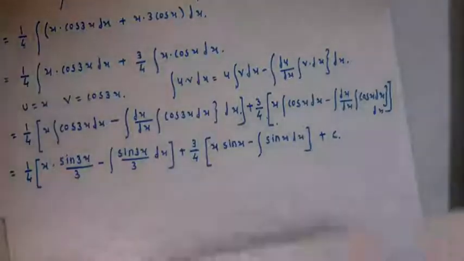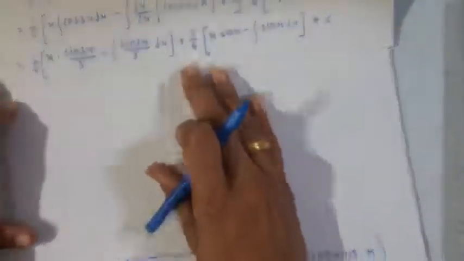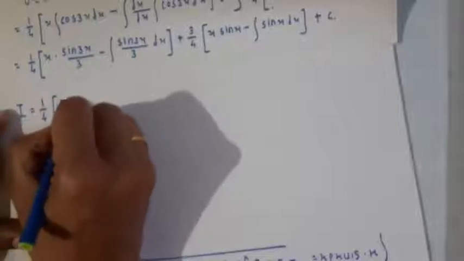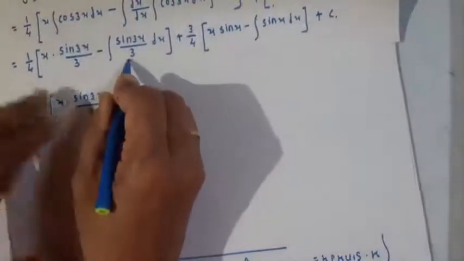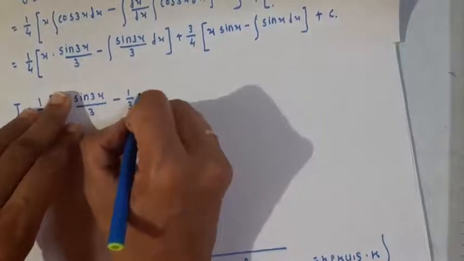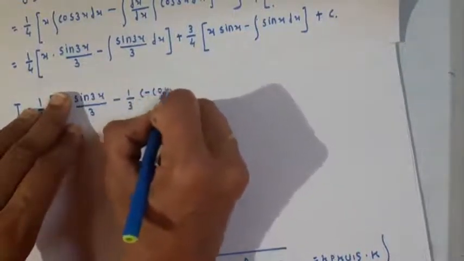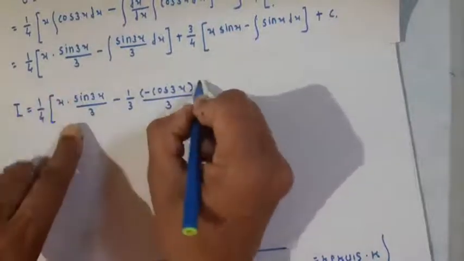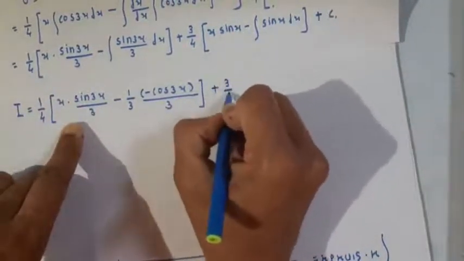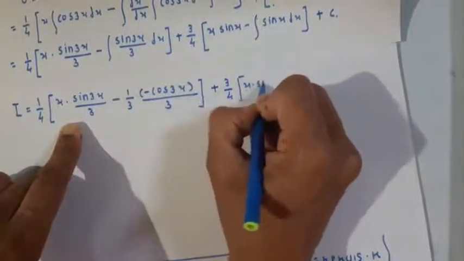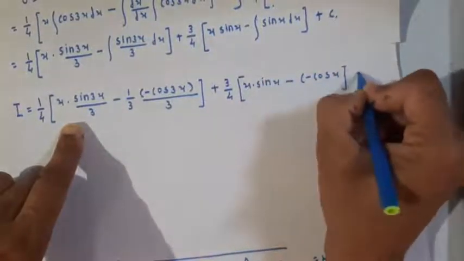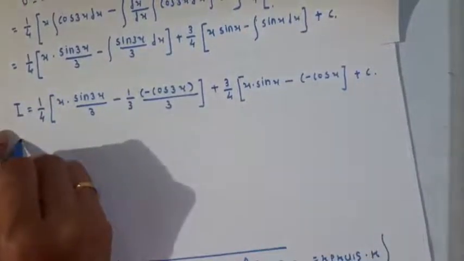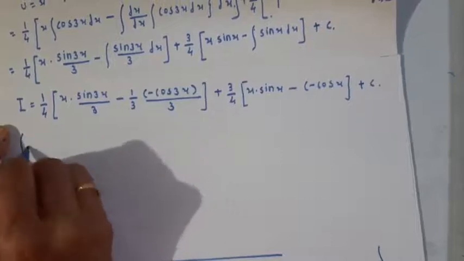Now integration I equals 1 by 4 times x into sin of 3x upon 3 minus 1 by 3 as a constant, integration of sin of 3x is minus cos of 3x upon 3, plus 3 by 4 times x into sin of x minus integration of sin of x, which is minus cos of x, plus constant of integration c.